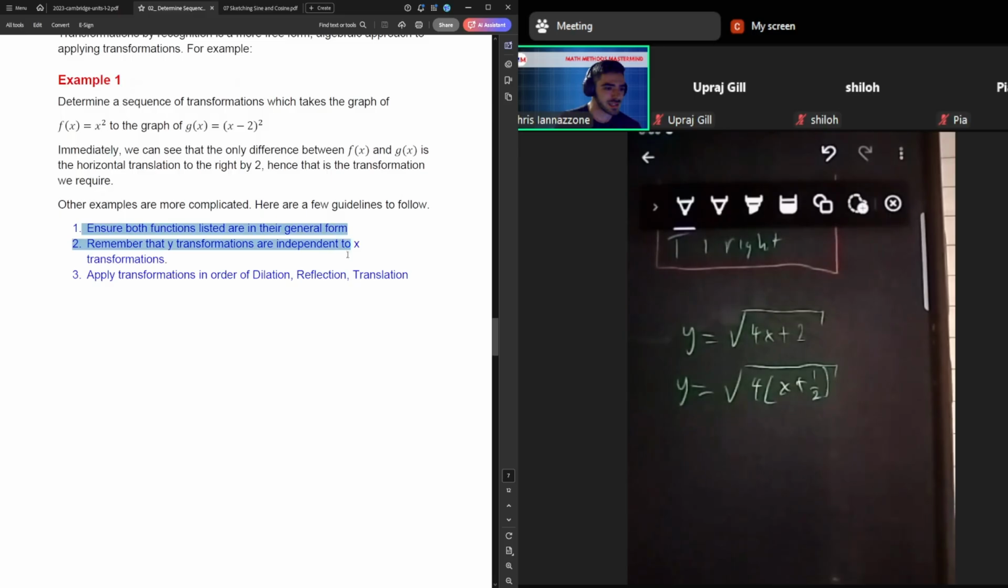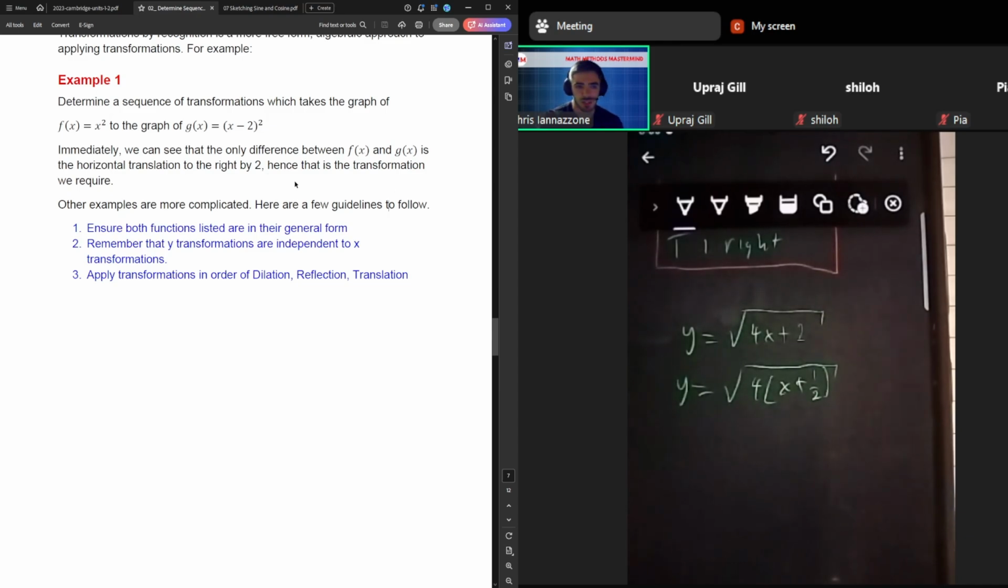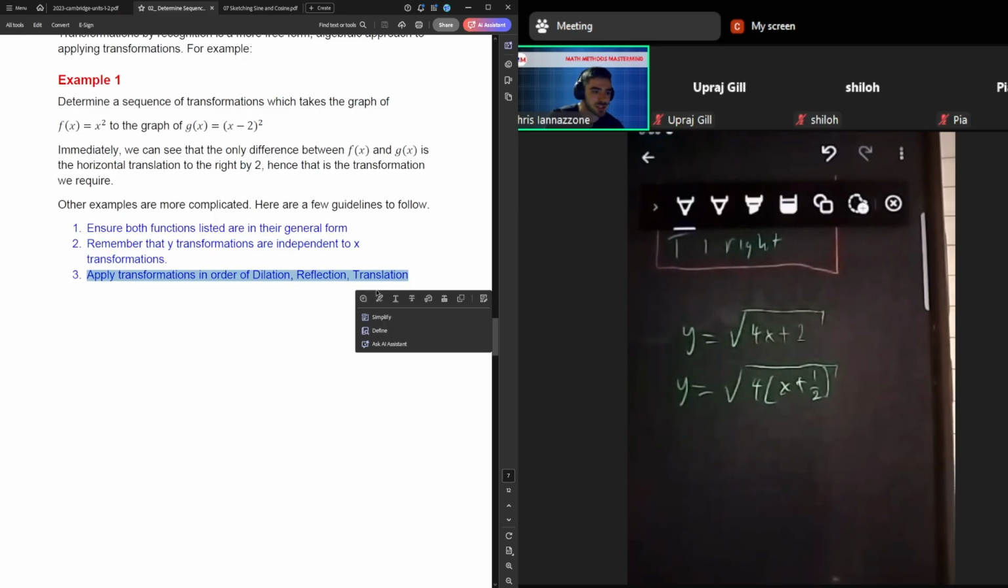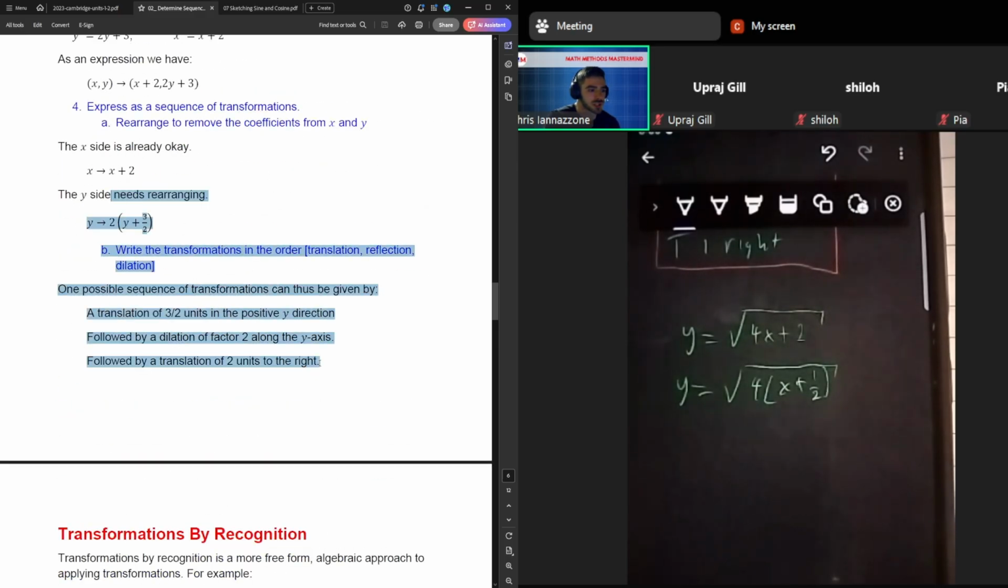So if you want to use this kind of approach where you just look at the function, a few guidelines to follow are as follows. First, you just want to make sure that all your functions are in their general form. And what I mean by that is sort of like this. You want it in its factorized-ish form. You want to be able to see all the translation factors, the dilation factors, and all the reflections. From there, just recall that your y transformations are independent to x. And ideally, you'd want to apply your transformations as DRT. But that's more of an algebraic thing rather than doing it in a particular order.